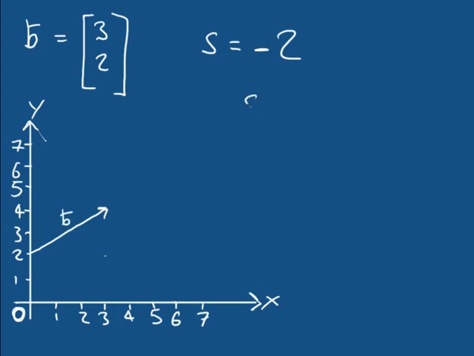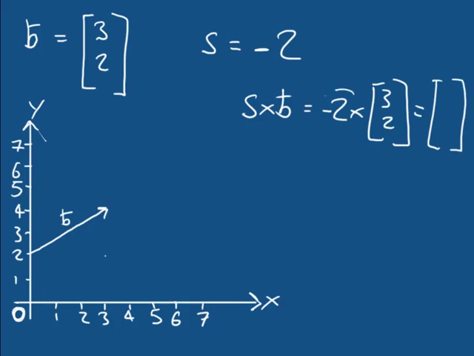Now I'm interested in finding what s times b is, which we know is equal to -2 times (3, 2), which we know is equal to, that scalar value -2 times 3 is -6 for our first component, and that scalar value -2 times 2 is -4 for our second component. So now we can draw this vector. Now I'm going to pick the point (6, 4) to start at, and we know that we travel -6 units in x and then -4 units in y.